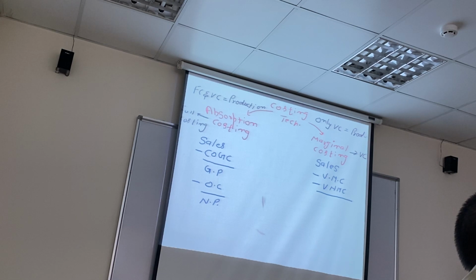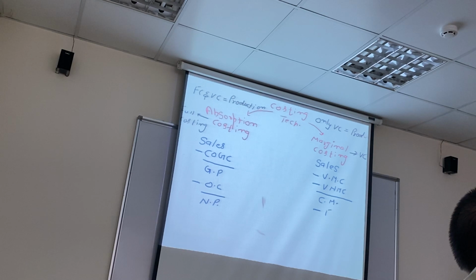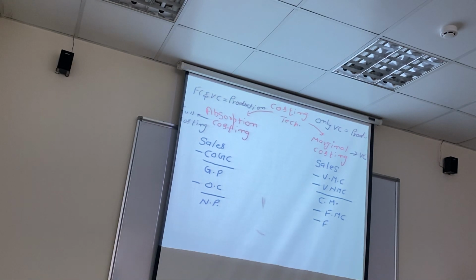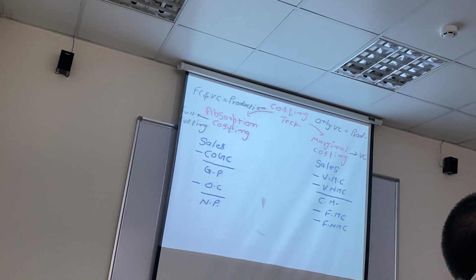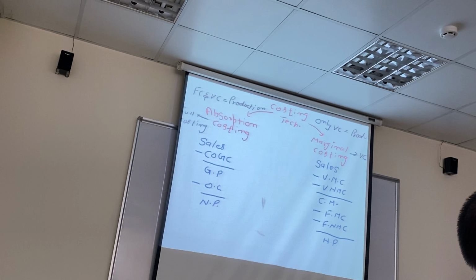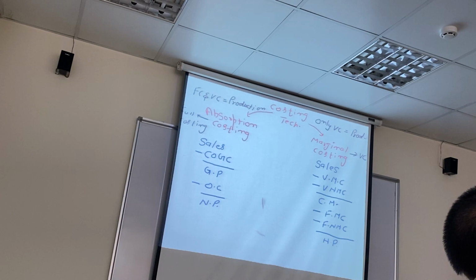This is called contribution margin, because sales minus total variable cost is the contribution margin. Minus fixed manufacturing cost, like overheads, and minus fixed non-manufacturing cost, like administration or depreciation. That's how we get net profit. Now that's the meaning of cost allocation.